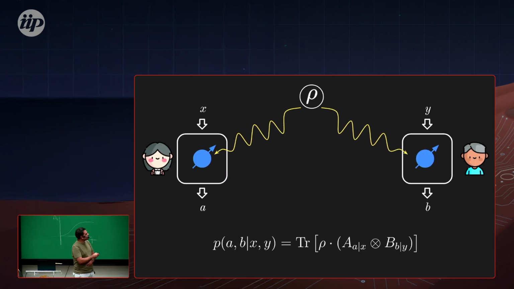So I'm already assuming that there is a source here, a quantum source sending quantum systems to Alice and Bob. And Alice will select a measurement to perform on this quantum system and get the result of this measurement. Bob does the same, and the statistics will be given by Born's rule, where rho here is the state that they share.